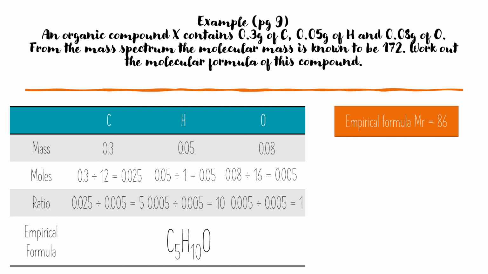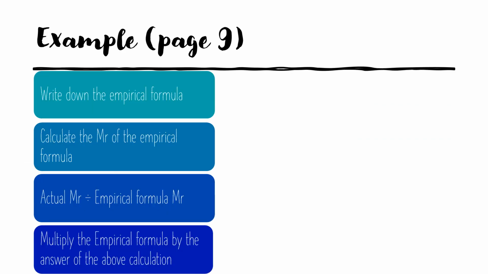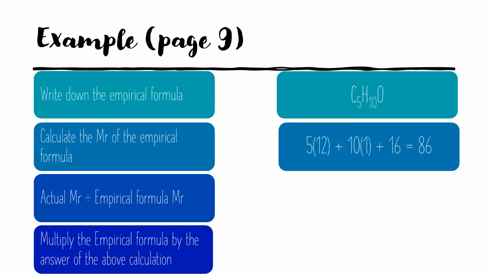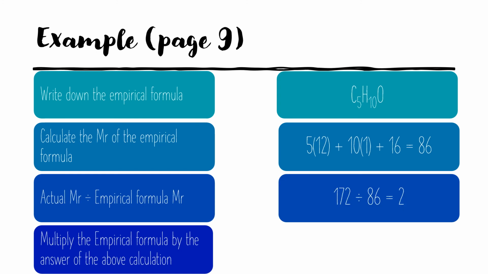Your next step, remember, is to take your actual MR and divide that by your empirical formula MR. So 172 divided by 86. Now, I am showing this in this slide laid out the way we've done it before. So we had our empirical formula there. We calculated the MR of the empirical formula, so all that I've explained there. And now we're going 172 divided by 86, and that gets us 2.